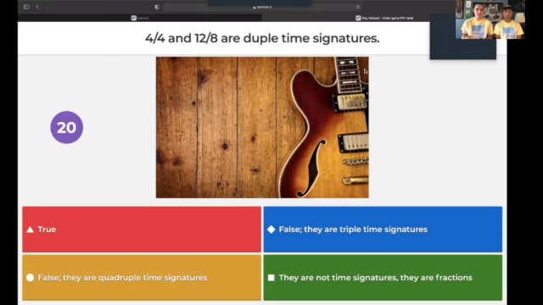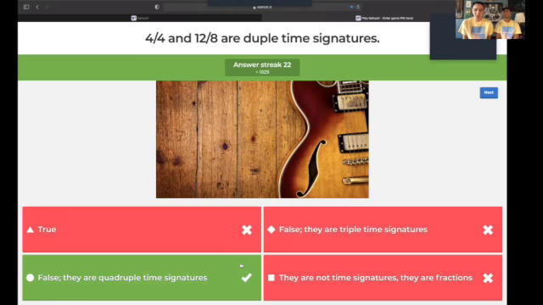Question 22. 4/4 and 12/8 are duple time signatures. So remember, this is still in time signatures. What does duple mean? So our options are true, false, they're triple, false, they're quadruple, or they're not time signatures at all, they're fractions. And the answer for this one is false. They are quadruple time signatures.